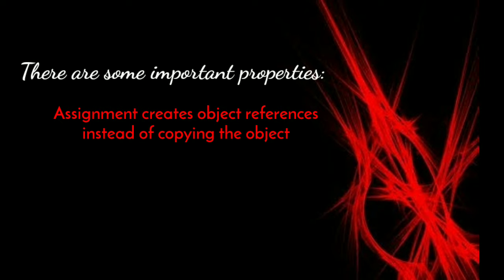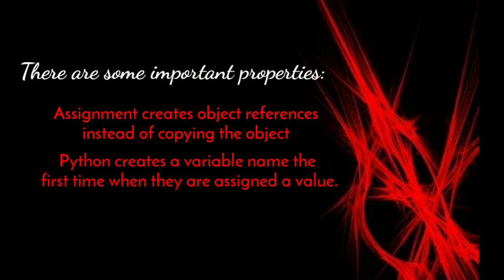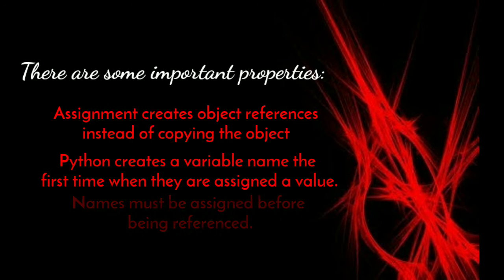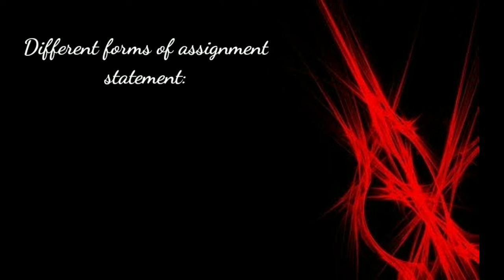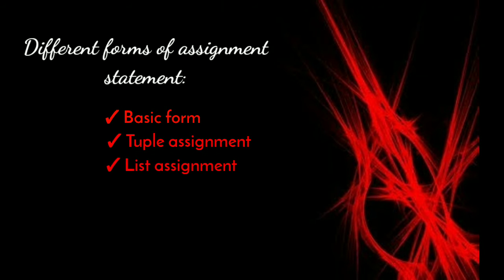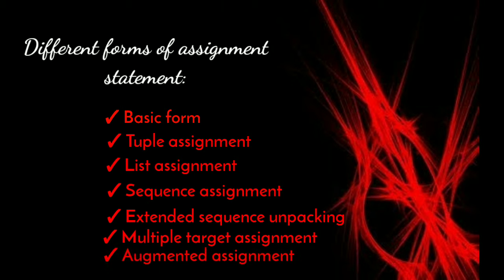There are some important properties of assignment in Python. Assignment creates object references instead of copying the objects. Python creates a variable name the first time it is assigned a value. Names must be assigned before being referenced. There are some operations that perform assignments implicitly. Assignment statement forms: basic form, tuple assignment, list assignment, sequence assignment, extended sequence unpacking, multiple target assignments, and augmented assignments.